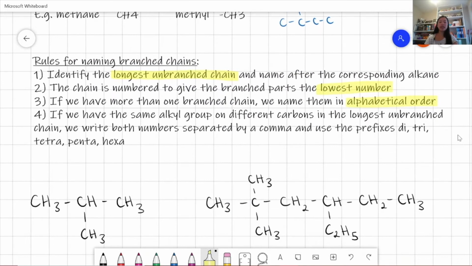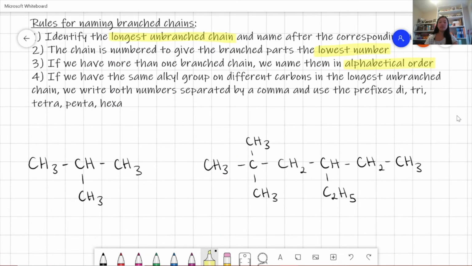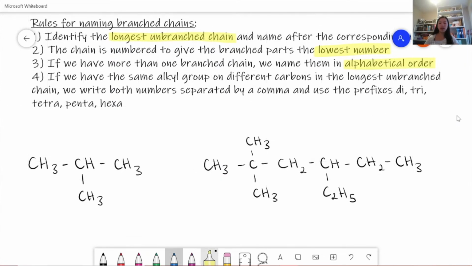So we have two examples here. This first one, the longest unbranched chain is this one here.